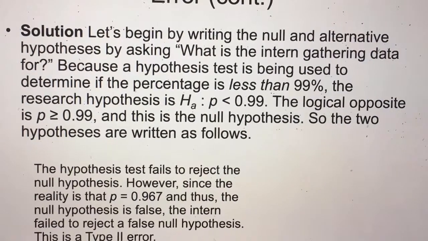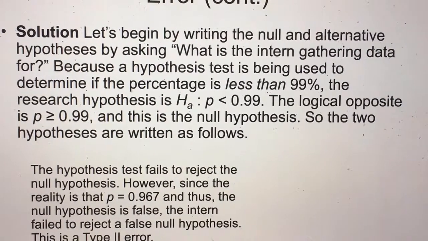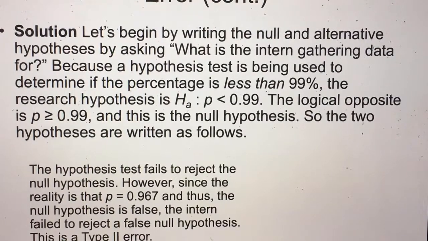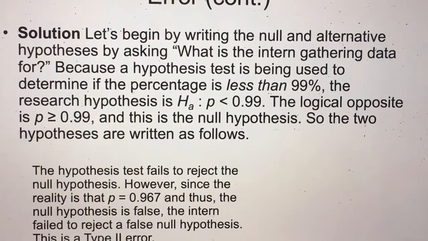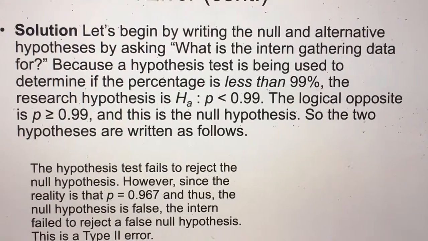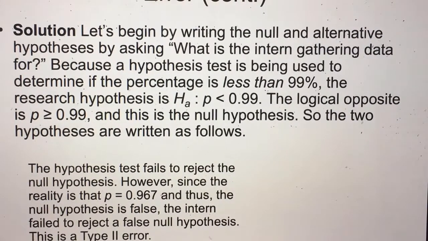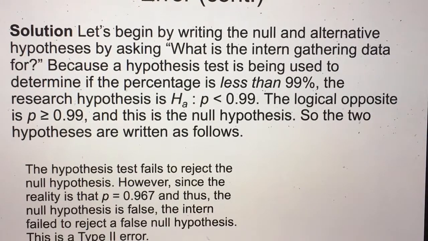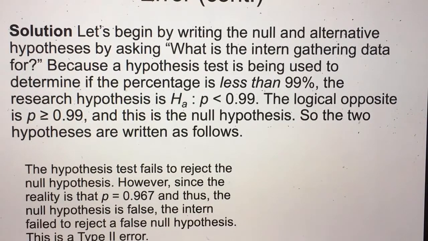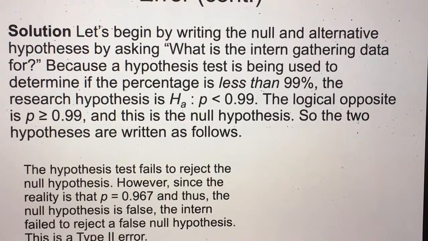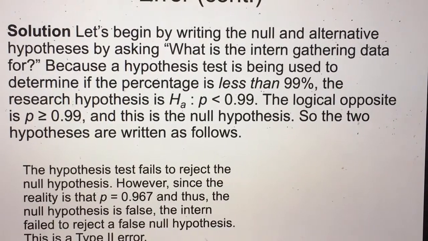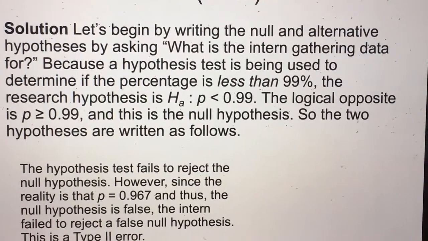The executive believed that at least 99%, when in actuality it was 96.7%. Let's begin by writing the null hypothesis and the alternative hypothesis by asking, what is the intern gathering data for? Because the hypothesis test is being used to determine if the percentage is less than 99%, the research hypothesis H sub A is P is less than 0.99. The logical opposite is P is greater than or equal to 0.99, and this is the null hypothesis. So the two hypotheses are written as follows.